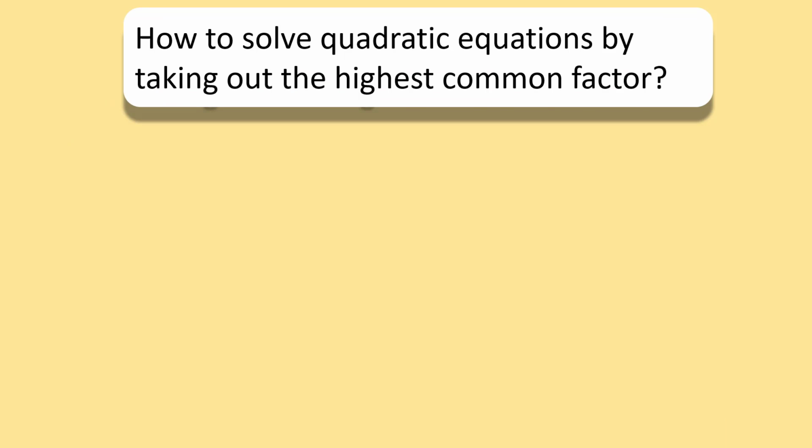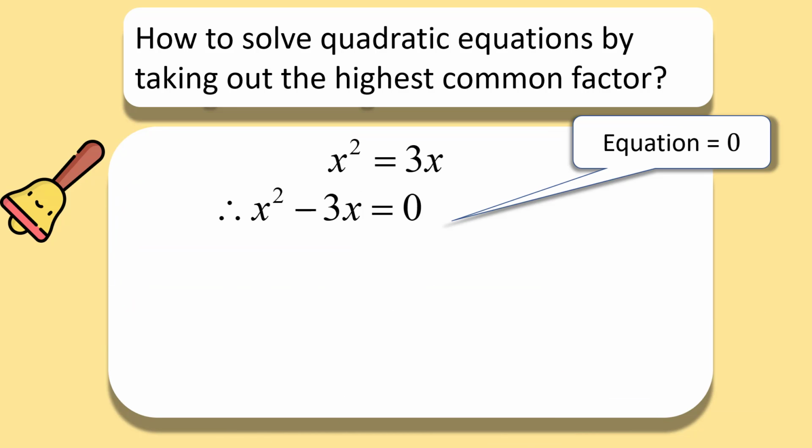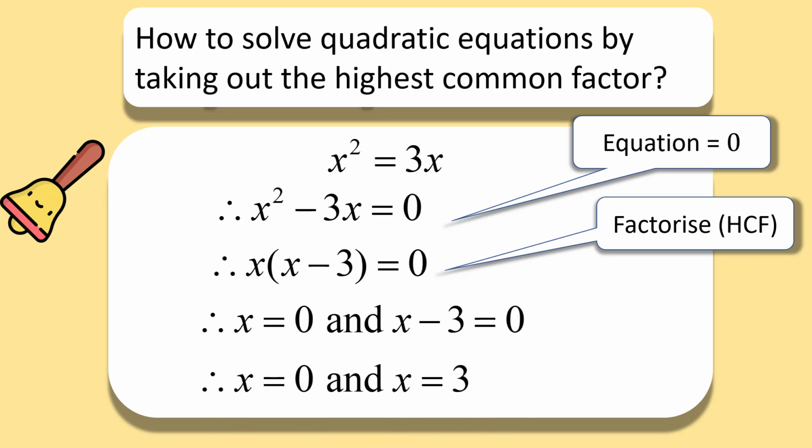How to solve quadratic equations by taking out the highest common factor. Here is an example. x squared is 3x. Let's subtract 3x from both sides and equalize this expression to 0. So the equation must be equal to 0. Now we need factors, so we factorize by taking out the highest common factor. Let's use the zero product property. So x can be 0 and x minus 3 is 0. Therefore x is 0 and x is 3. Remember to check your solution.